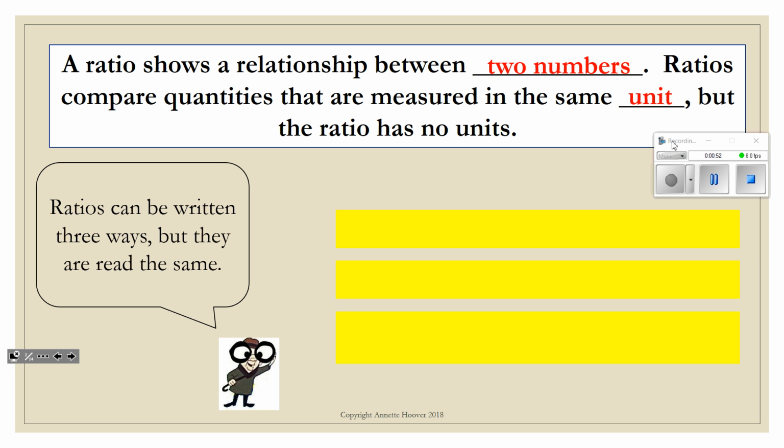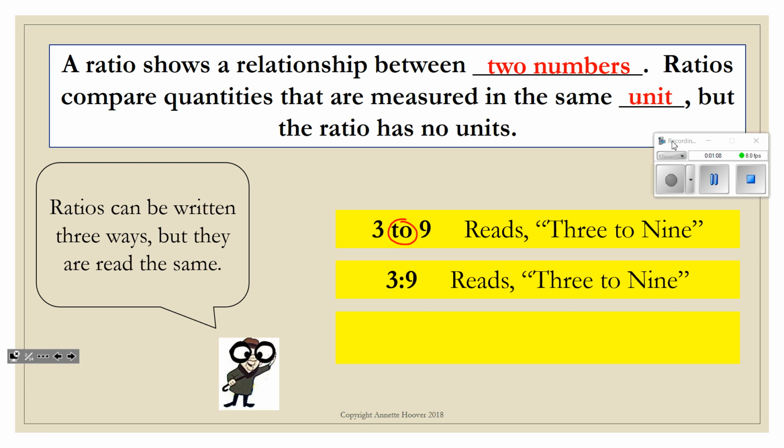Ratios can be written three ways, but in all three ways they are read the same way. 3 to 9. You can write a ratio with the word "to": 3 to 9, and of course it reads 3 to 9. You can also write ratios with a colon in the middle, and that also reads 3 to 9. Ratios can also be written to look like a fraction, and this fraction bar here would say "to", so that also reads 3 to 9.